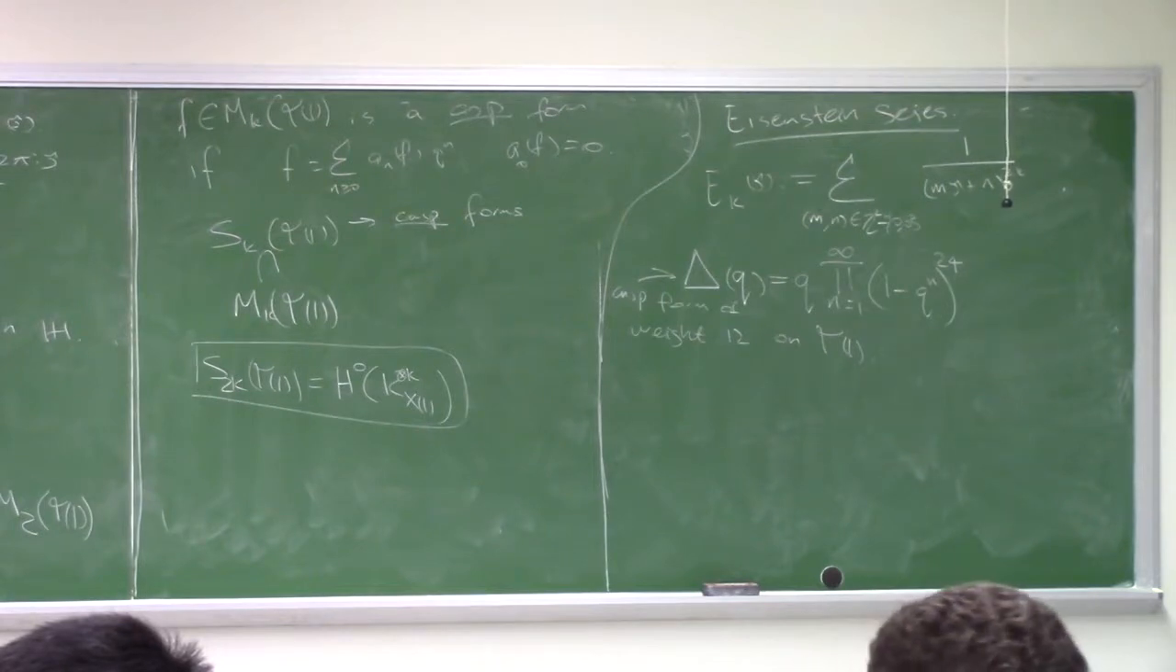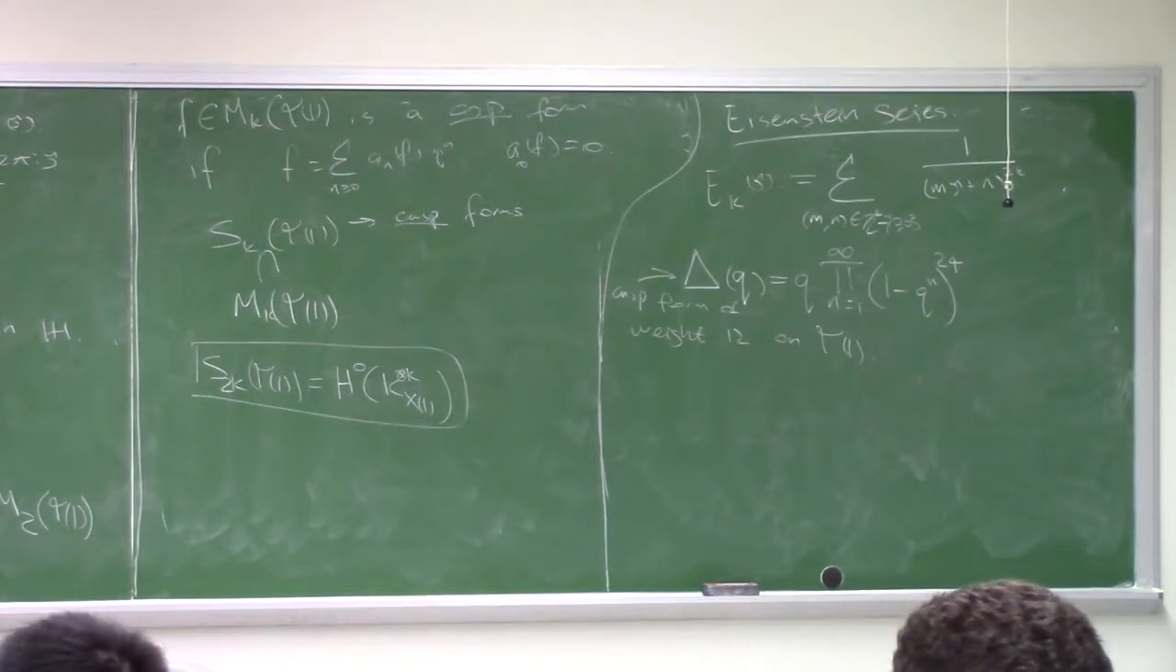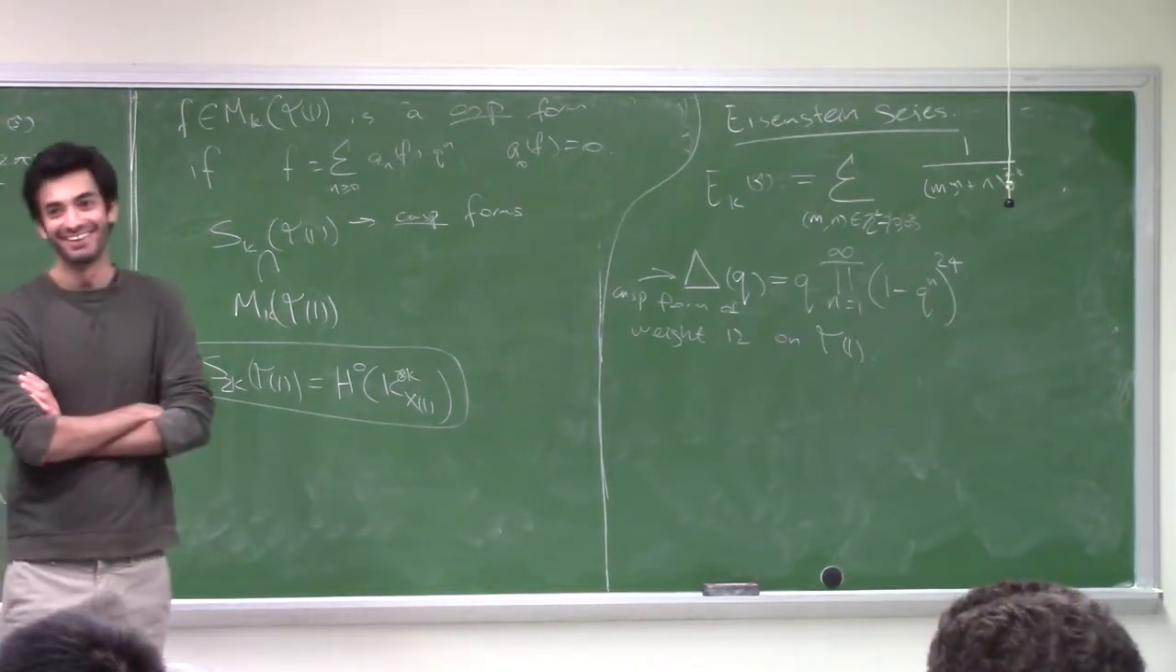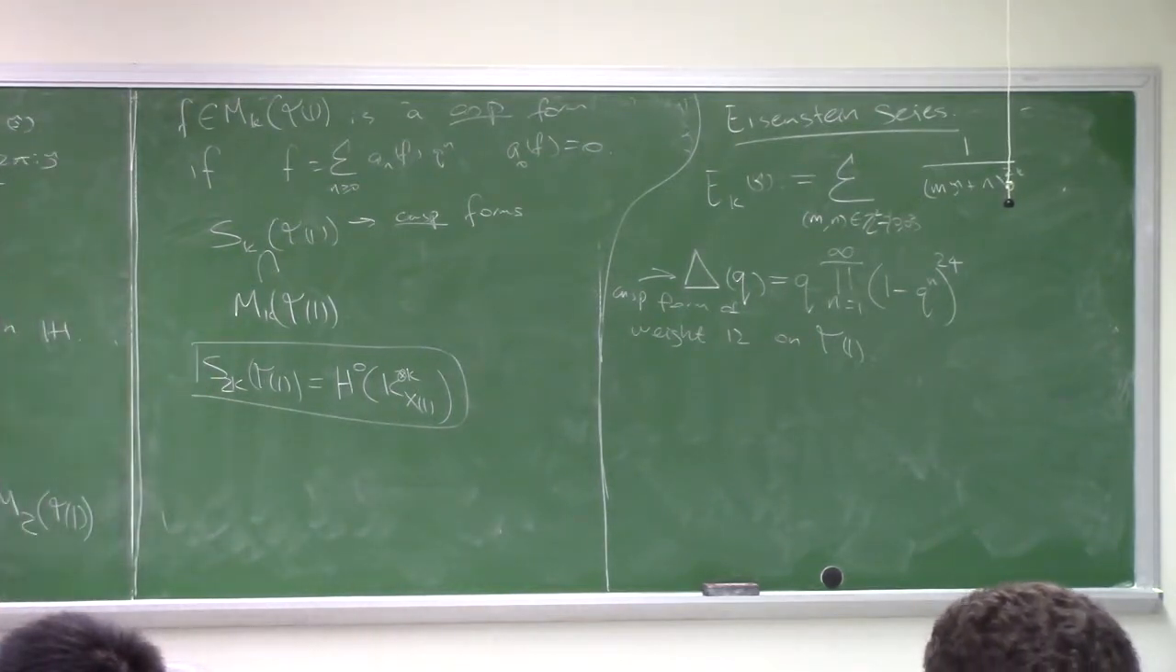Is there a simple way to say that M_k is global sections of some slightly more positive bundle? We put poles at the cusps. Yeah, that's a very good question.